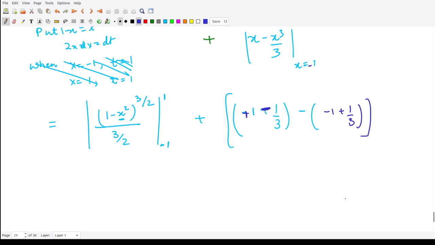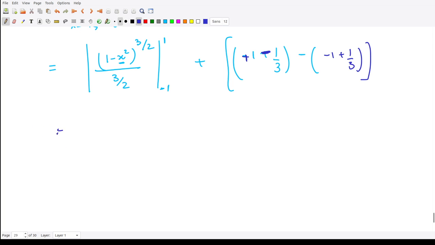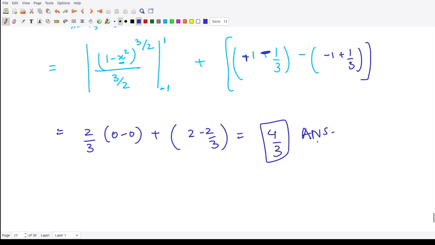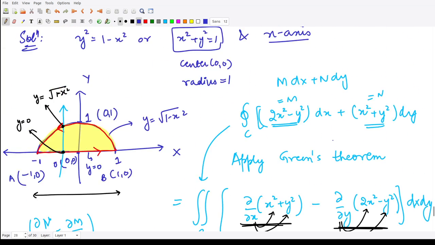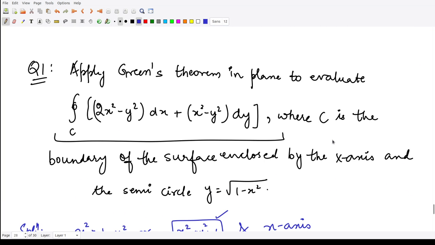Okay, so let's substitute it for the first value here also. So it would be 2 by 3. When you substitute the limits 1 and 1, this would be 0. And here this quantity would be 2 minus 2 by 3. So we have the final answer as 4 by 3. So this is the answer. So we saw how we can calculate the given line integral very easily using this surface integral.